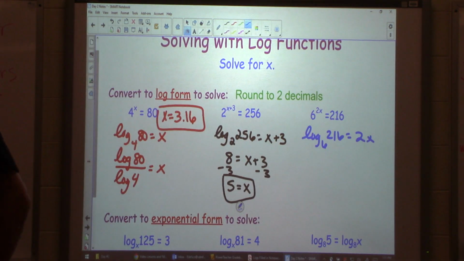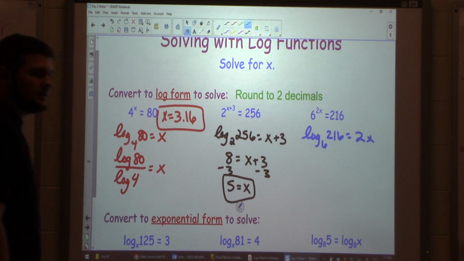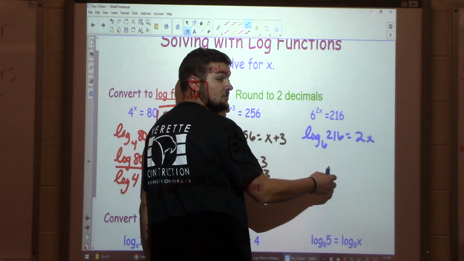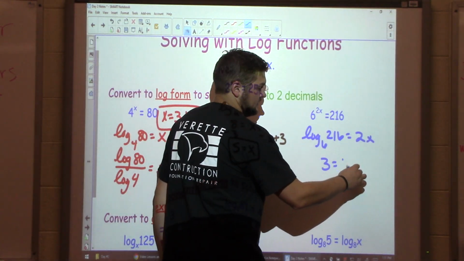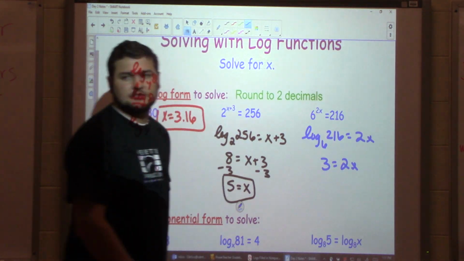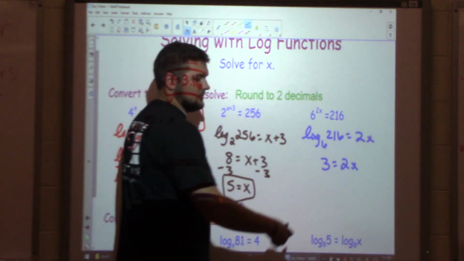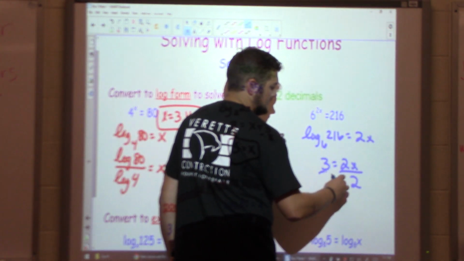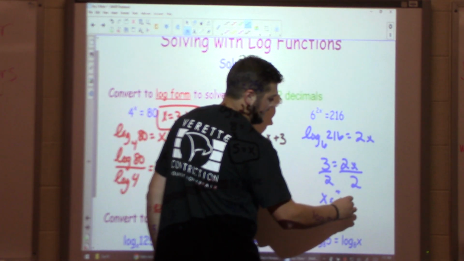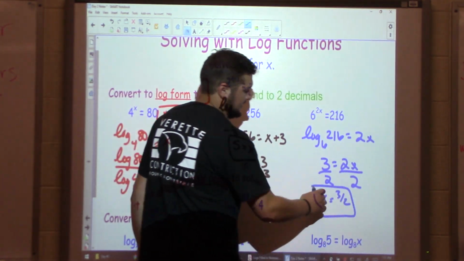So, plug in log base 6 of 216 in your calculator. You should get 3 equal to 2x. And then how do I solve for x? Divide by 2. You get x is 3/2, or you put 1.5.